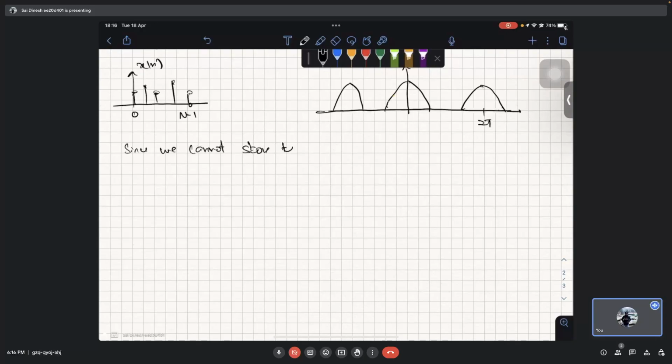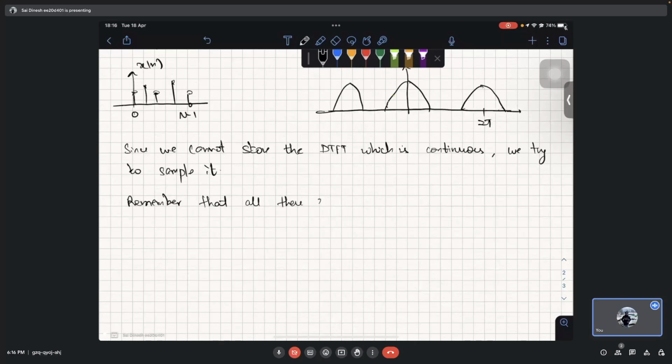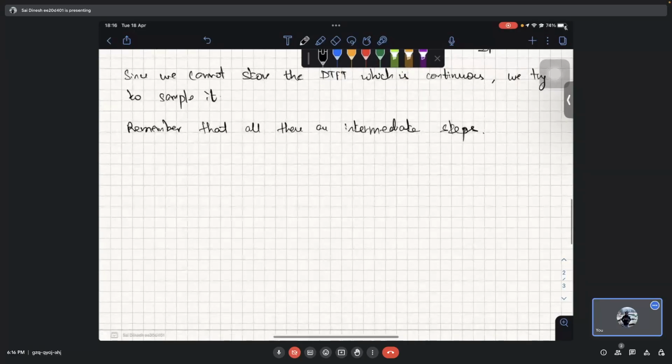Since we cannot store the DTFT, which is continuous, we try to sample it. Remember that all these are intermediate steps, and we do not actually do all these steps in practice to find the FFT. Okay, so we try to sample it.